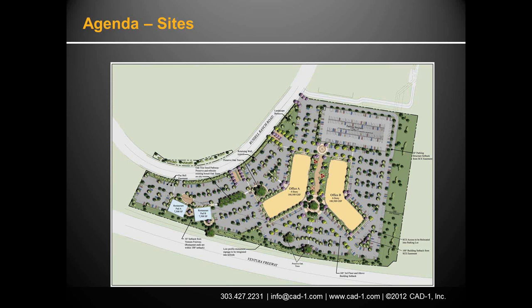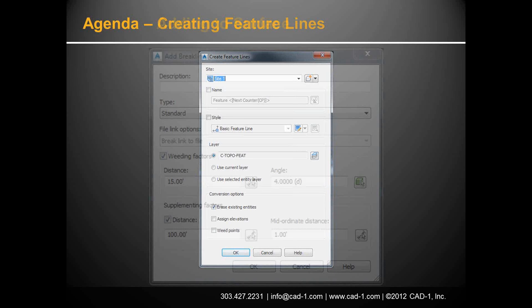The next thing we're going to talk about is how to go about creating feature lines. So I want to create some feature lines, and how do I go about doing that? What are some techniques to create feature lines? We're going to take those feature lines and add them to a surface. Now, when you're using feature lines for grading, you're going to be adding them to a surface as break lines.